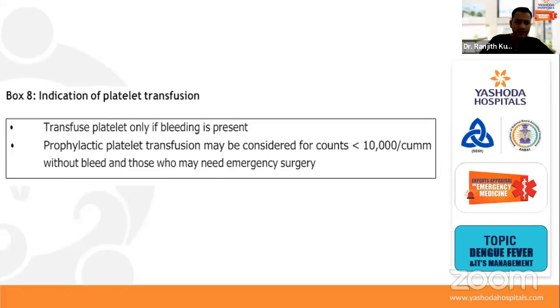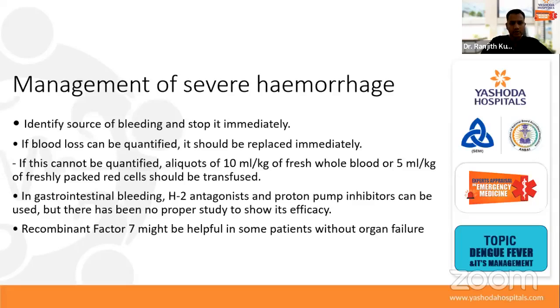The indication for platelet transfusion is only in case of severe bleeding, or prophylactically if the platelet count is less than 10,000, or in case of any surgery. Management of severe hemorrhage is usually identifying the source of bleeding and stopping it. If that cannot be done, then 10 ml per kg of fresh whole blood or 5 ml per kg of packed cells should be transfused, along with other measures like controlling GI bleeding with H2 blockers or proton pump inhibitors, or recombinant factor 7 infusion.